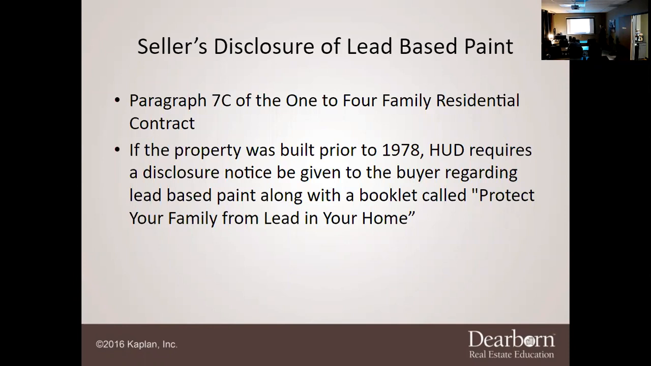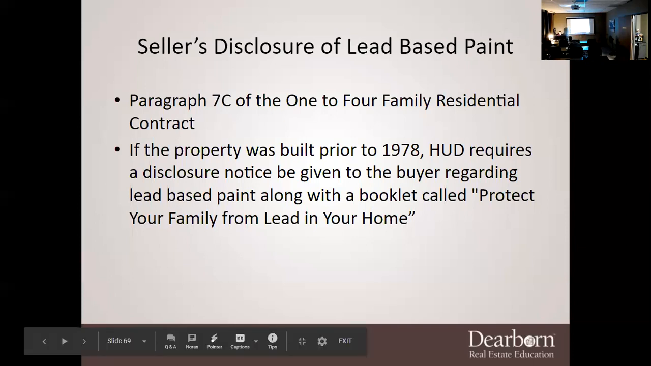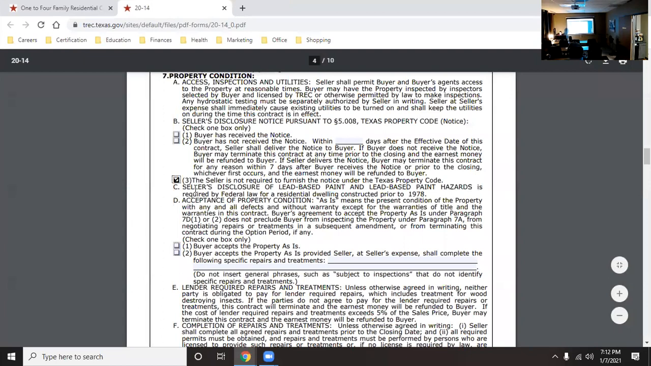So anything prior to January 1st, 1978, that's what I want you to write down, is where you need to be aware of that date. Because anything prior to January 1st, 1978 has to have the lead-based paint disclosure, period. And that's just a statement that you'll see right here in C that's put in there. There's no checking. You just have to do it.